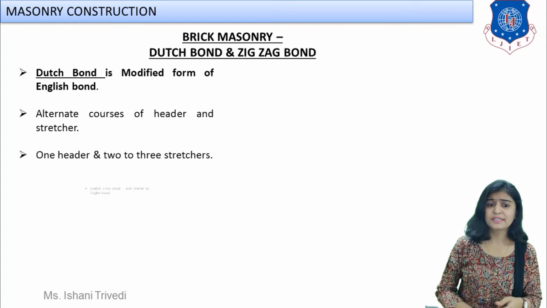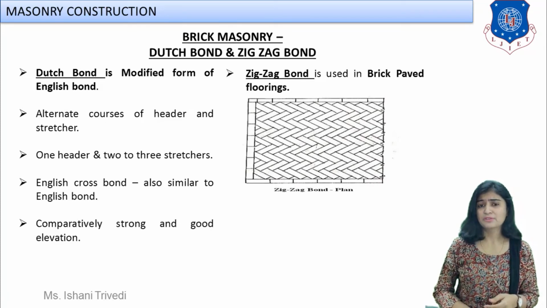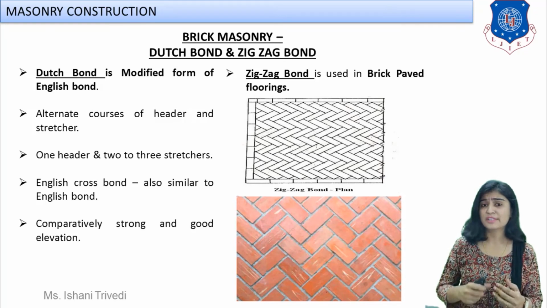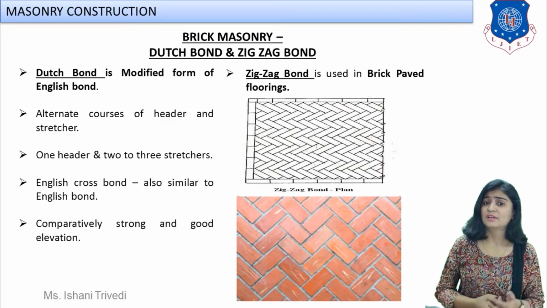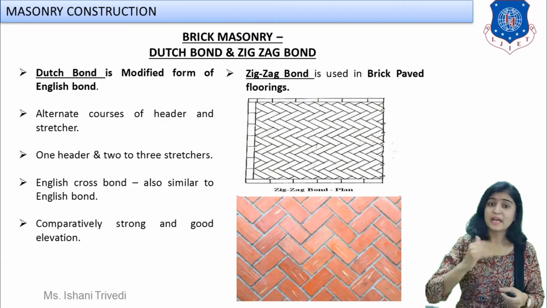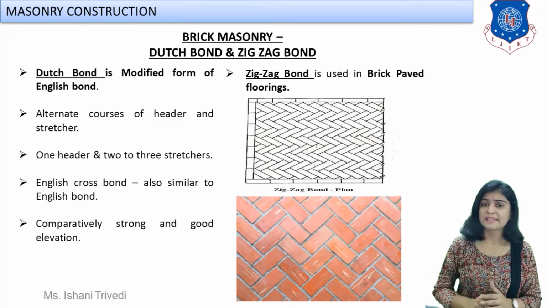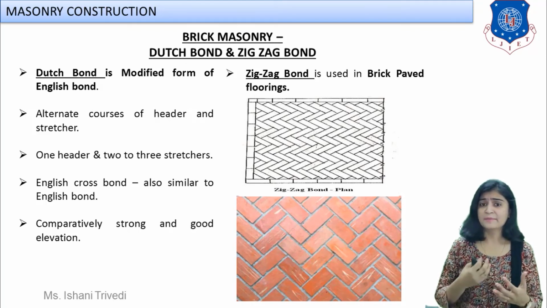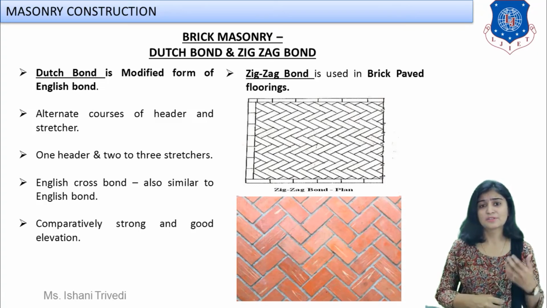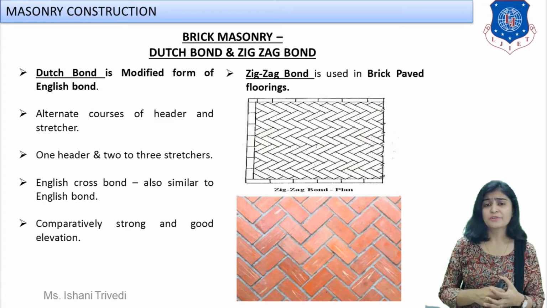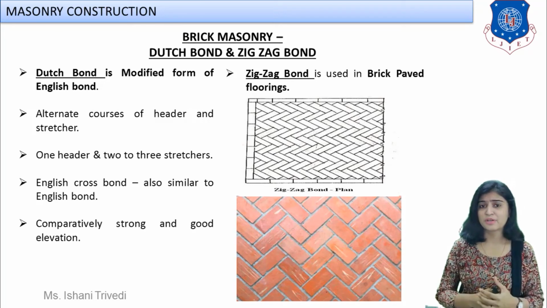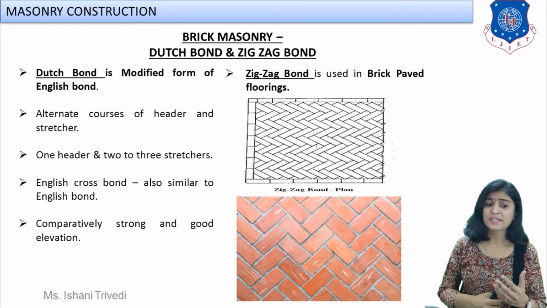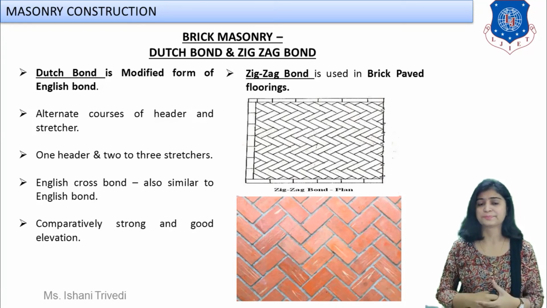Now moving forward, the next type of bond is Dutch bond. Students, about the Dutch bond, you can call it a modified form of English bond. You will also tell me that garden wall English bond is somewhat the same. Yes, they are somewhat similar. The name differs over here, and it comes from the origin, which is why it is named Dutch bond. It is a modified form of English bond such that we have one header to 2 to 3 stretcher courses. Just like the English garden wall bond, you can use it in compound walls and in non-load bearing structures.